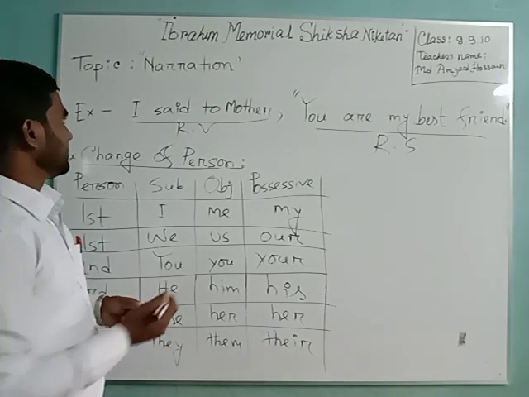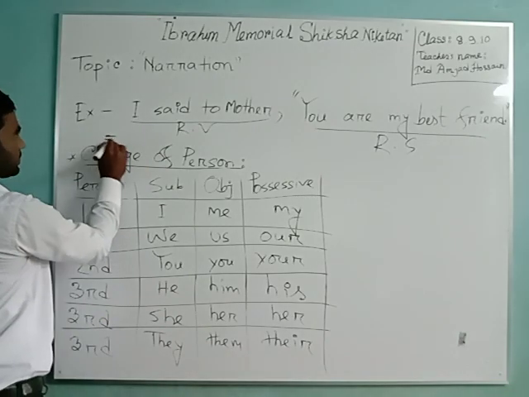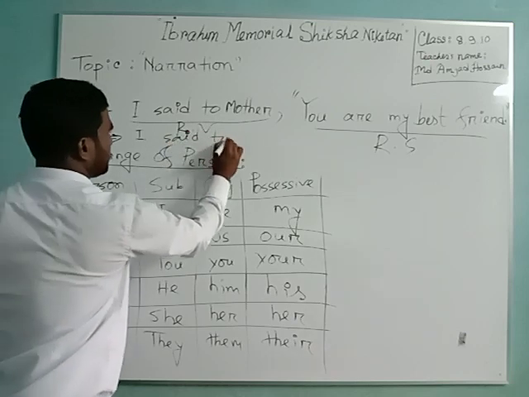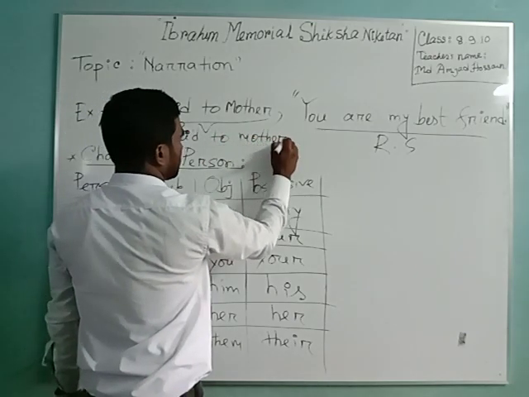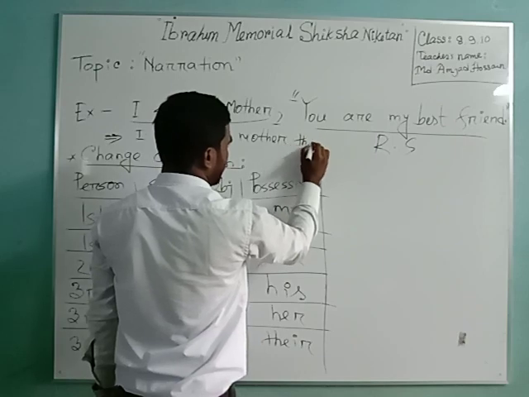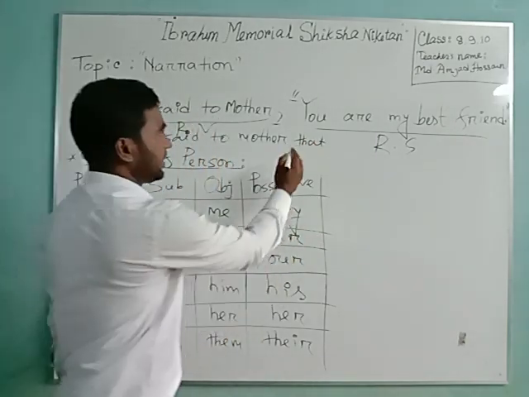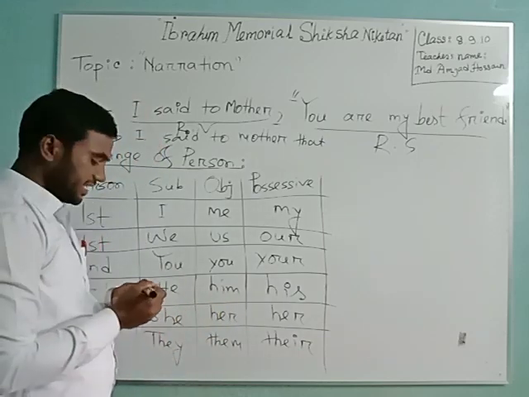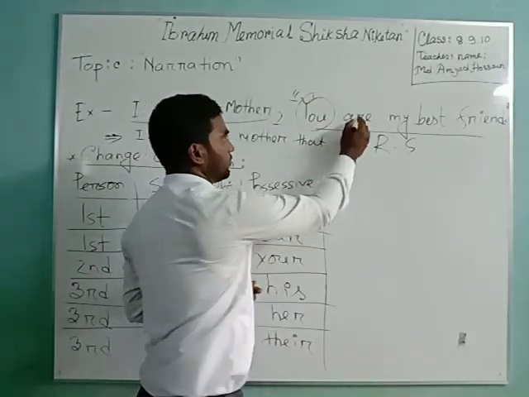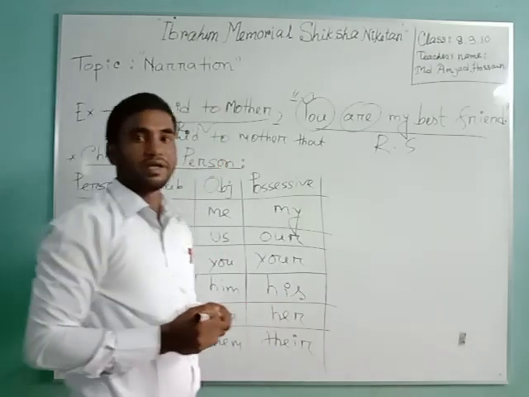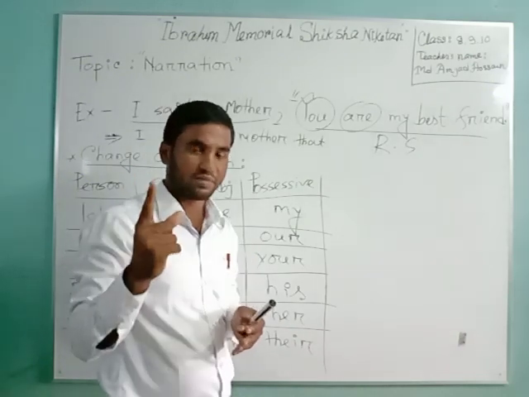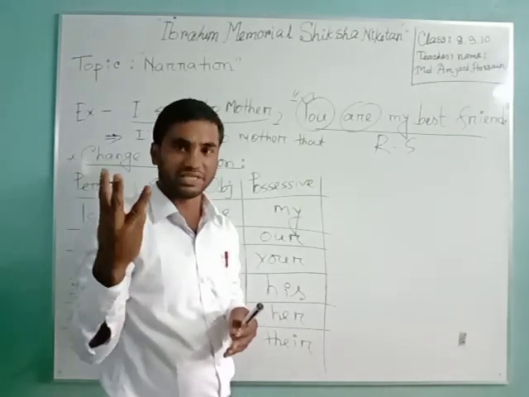So I will change direct to indirect narration. I said to mother. Instead of the comma and inverted commas, we write the linking word that. So, in the reported speech we change three things. Number one, person. Number two, verb. And number three, adverb. Again, we have to change three things of the reported speech: person, verb, and adverb.